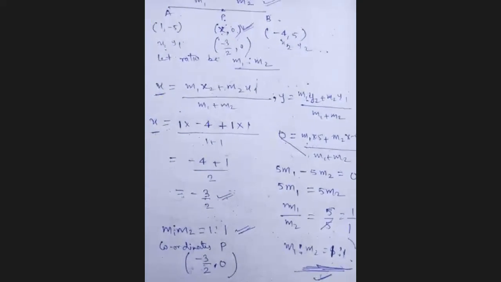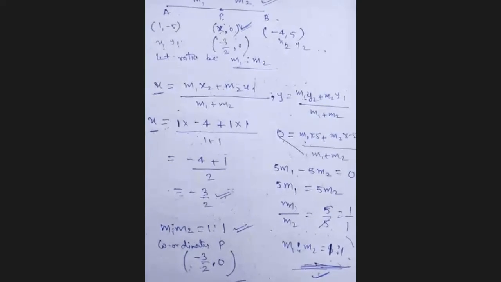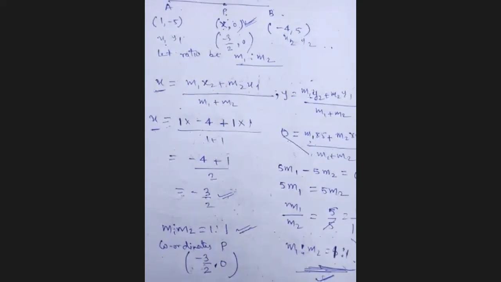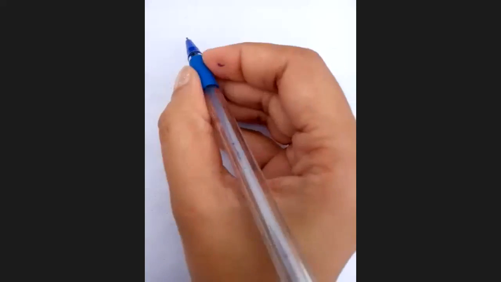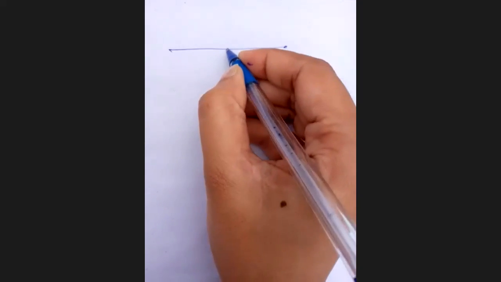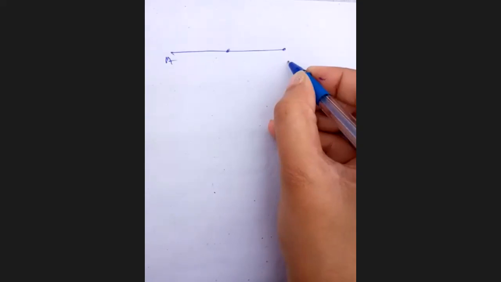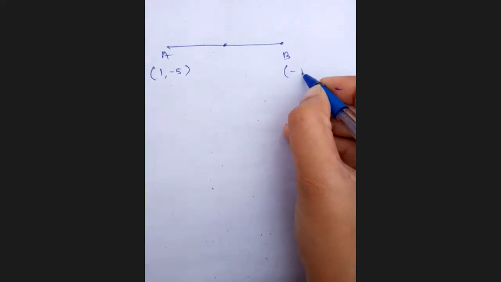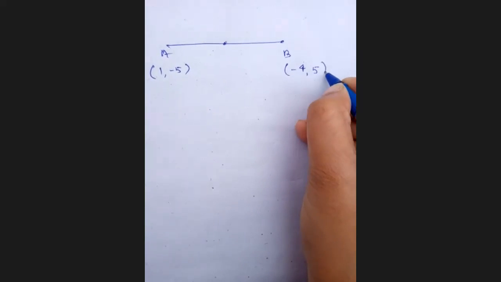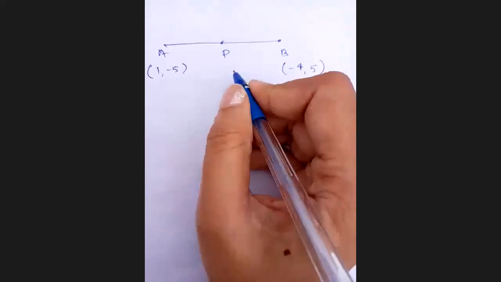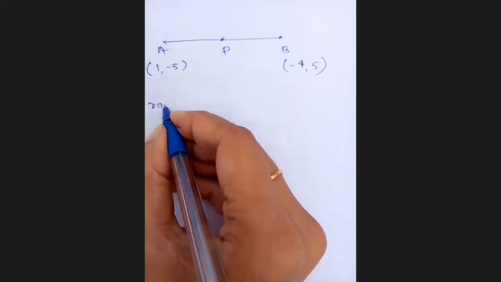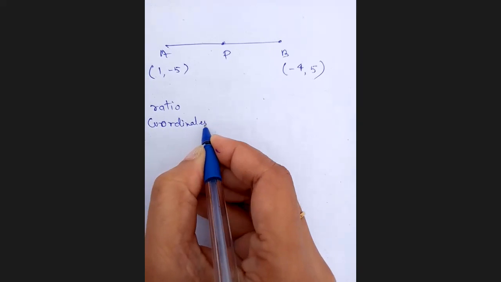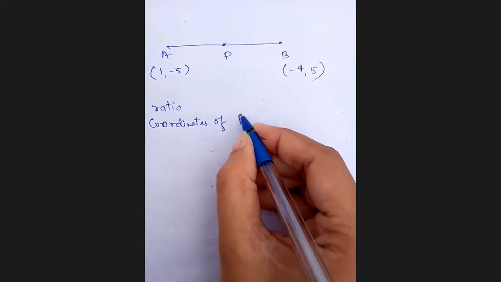Should I ask some questions, same question from you? Very good, Prithvi. Now I am asking from you. Here, y-axis, A and B, coordinates of A and B are given, same 1 and 5, and this is your -4 and 5. Okay, this is your point of division. The question is you have to find ratio and coordinates of point of division P.